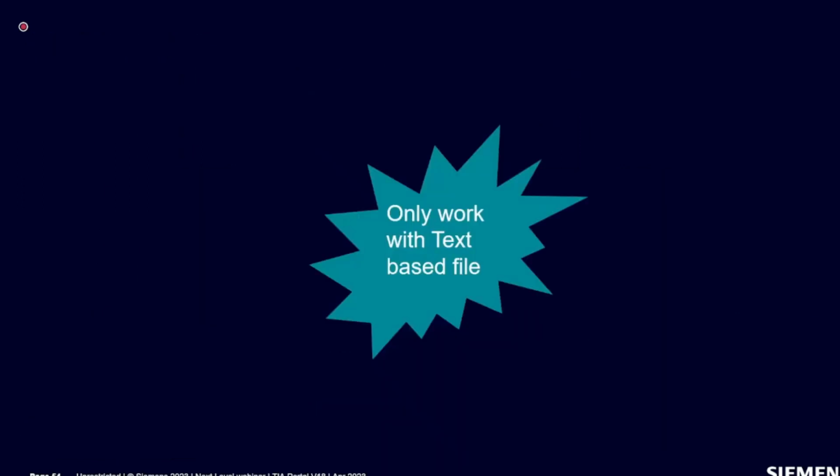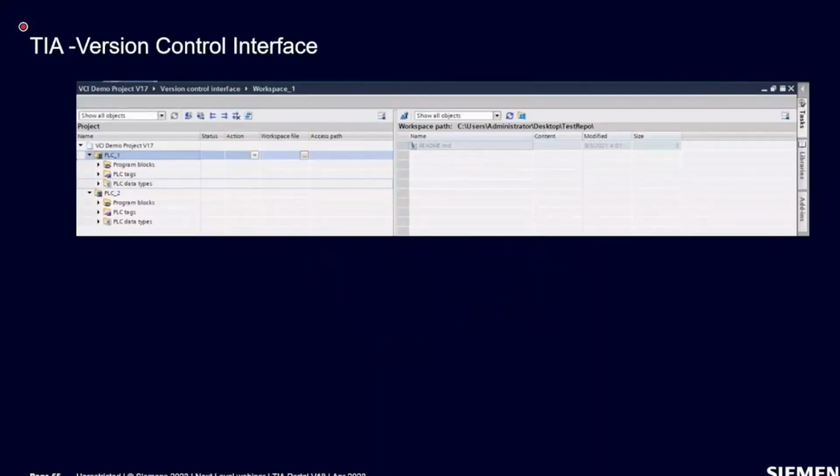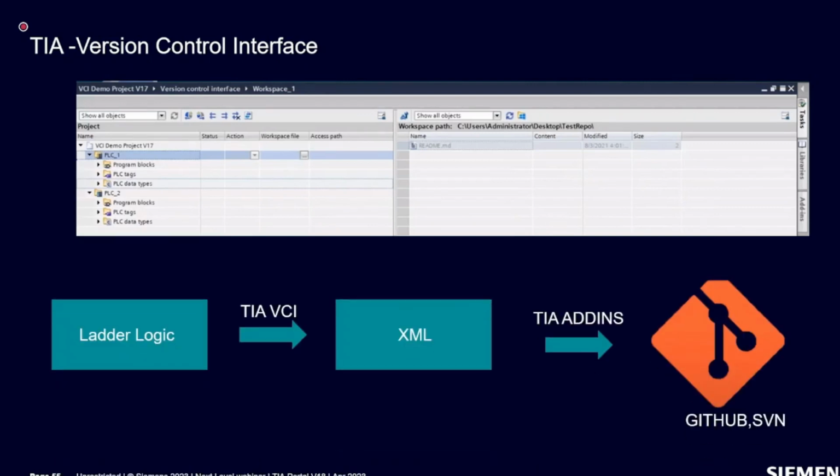This versioning works only with text-based files, like Visual Studio Code, Python, C and C++. So how can we incorporate this methodology into our automation development, because we already do automation development with graphical programming like ladder? Versioning only works with text-based files, so how can we incorporate the methodology? The answer to this is TIA VCA. TIA VCA is nothing but a TIA add-in.